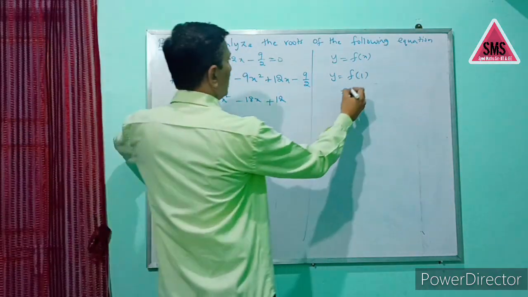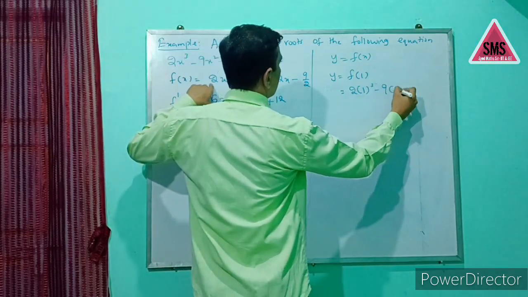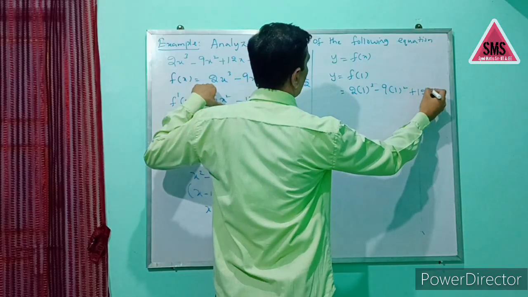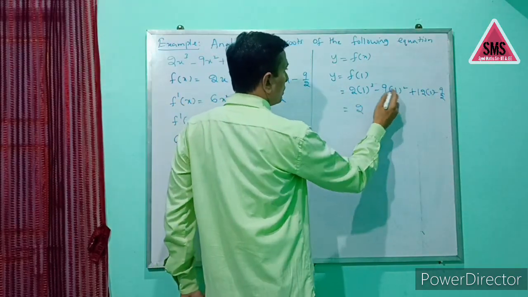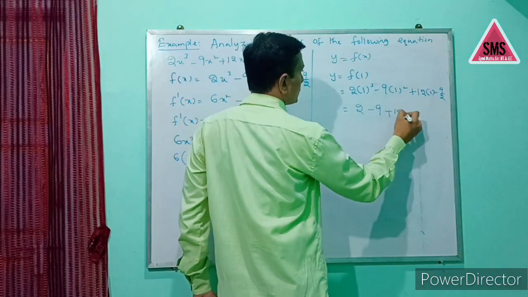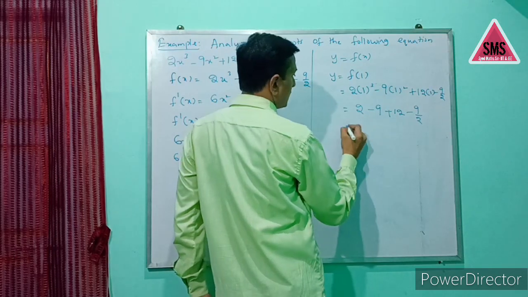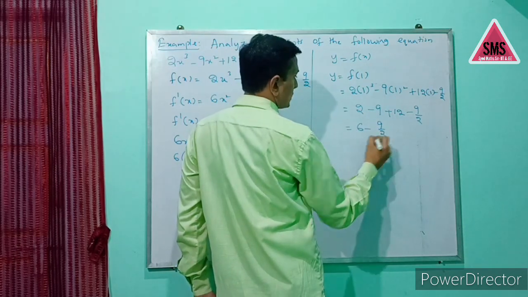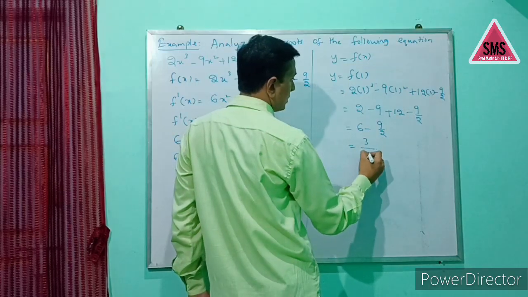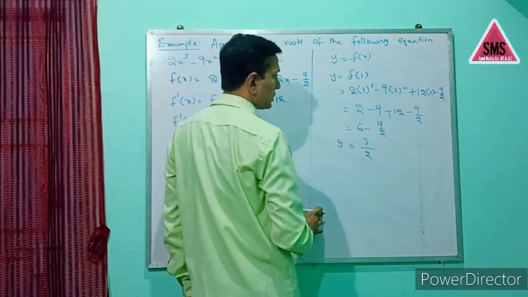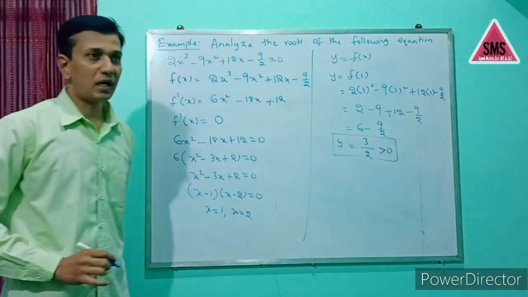In the place of x substitute 1: 2 into 1 cube, minus 9 into 1 square, plus 12 into 1, minus 9 by 2. So 2 minus 9 plus 12 minus 9 by 2: 2 minus 9 is minus 7, plus 12 is 5, minus 9 by 2 gives 3 by 2. So y is equal to 3 by 2. It is greater than 0.